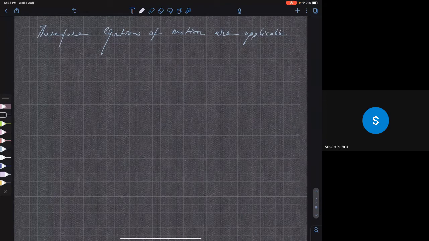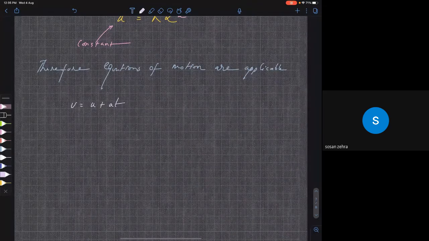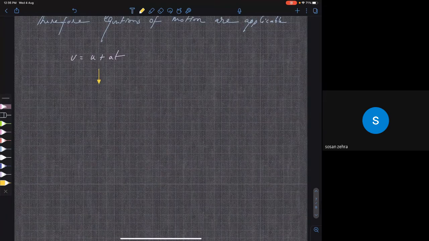Now tell me, v equals u plus at, how will we write it? Can you divide it by r? Then what happens? v by r equals u by r plus a by r into t. Is it correct? Are you getting my point? What did we do? We divided by r.